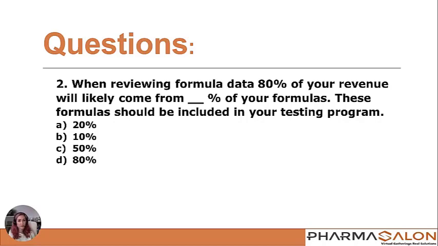Question 2. When reviewing formula data, 80% of your revenue will likely come from blank percent of your formulas. These formulas should be included in your testing program. All right, so which formulas from that data need to be included? 20%, 10%, 50%, or 80%?